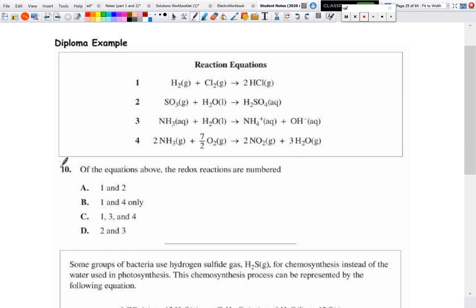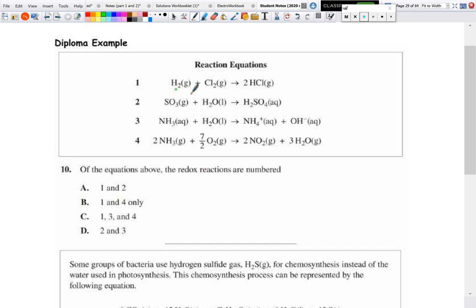Now, you will notice for the diploma example of the equations above, which ones are redox reactions are numbered. So you will notice with these here, there's no monoatomic ions, so like there's no metals and anything like that. So it's kind of hard to tell which ones are being oxidized and which ones are being reduced. But you do need to fill in all the numbers, and when you do get them right here, you'll get good and kind of figure out which ones are which.